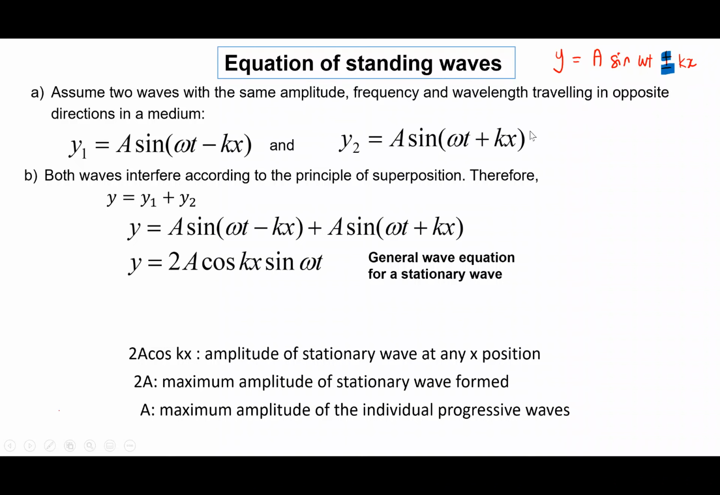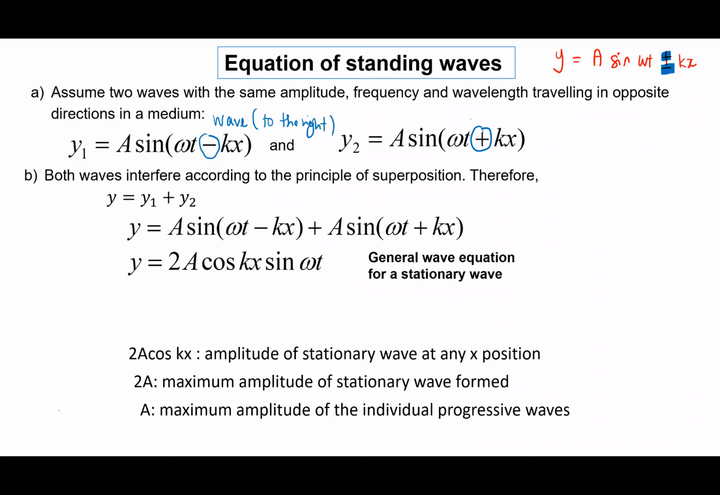Okay, bila kita dah bagi tahu sebelum ni, standing wave disebabkan oleh dua wave yang bergerak dalam keadaan opposite. So, you nampak kita ada dua equation wave opposite sign. So, means Y1 ni adalah wave yang bergerak to the right.